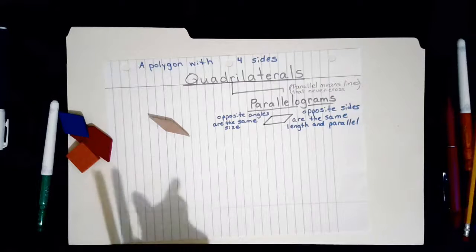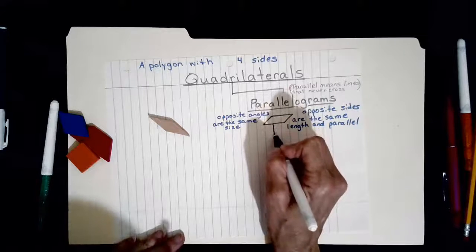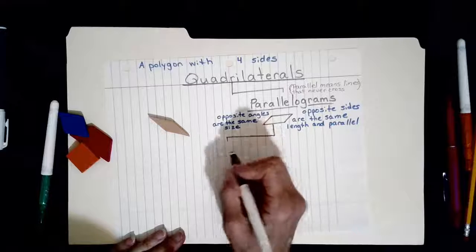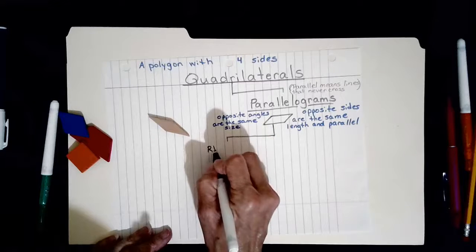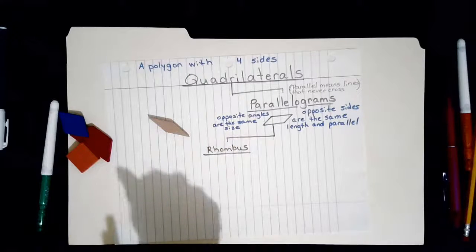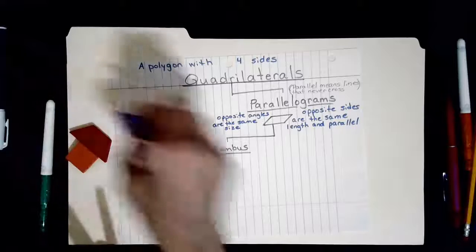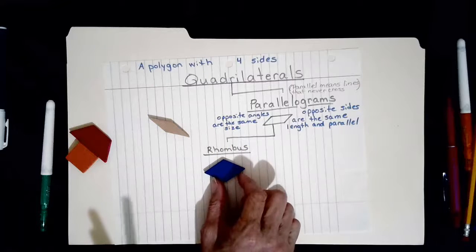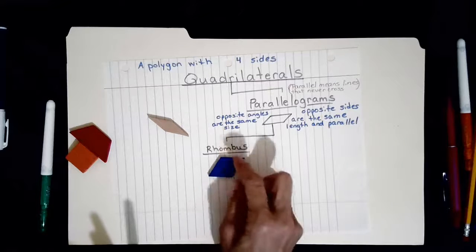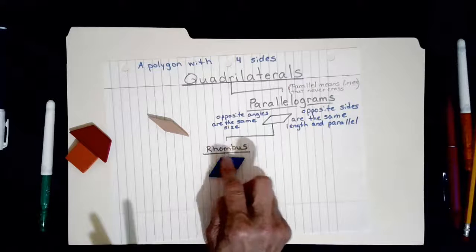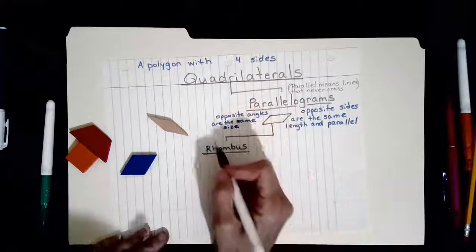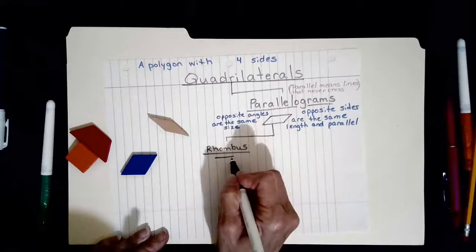Now, from there, we're going to talk about some very specific parallelograms. So one example that we have is the rhombus. All right, and I'm going to show you a rhombus. This is a rhombus. Now, a rhombus has all four sides that are the same length. So on a rhombus, this line, this one, and this one, they're each the same length. So I'm going to draw my rhombus here real quick. You'll notice it looks a lot like that one up there.